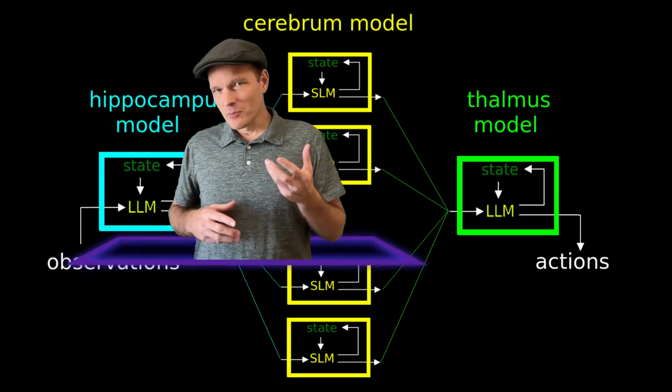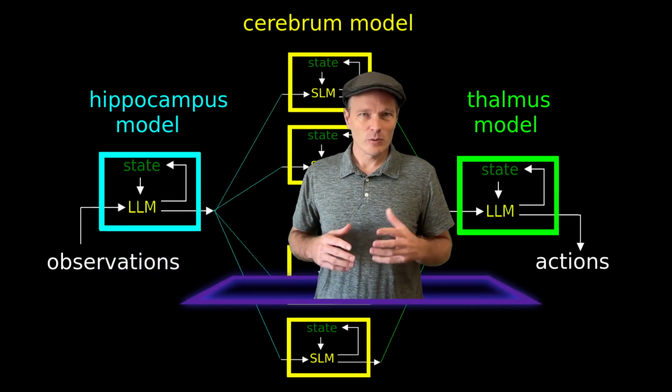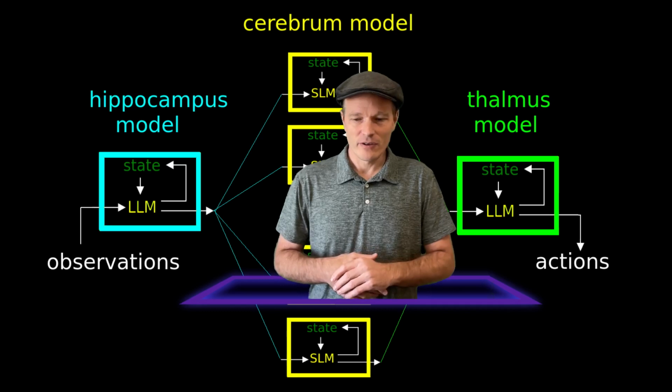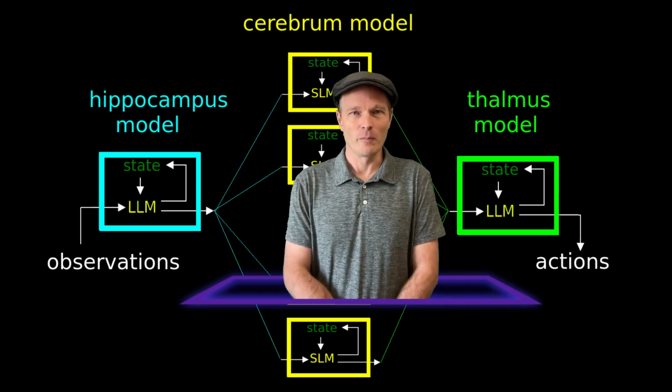The outputs of these small language models would then feed into the thalamus model, and the thalamus model would choose which one is relevant for the current situation in order to choose actions for the entire architecture as a whole.